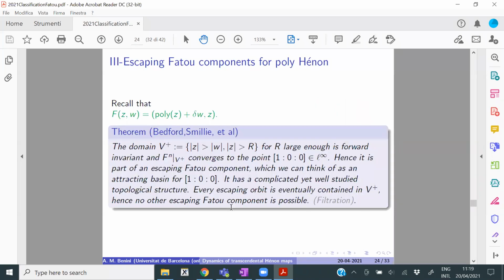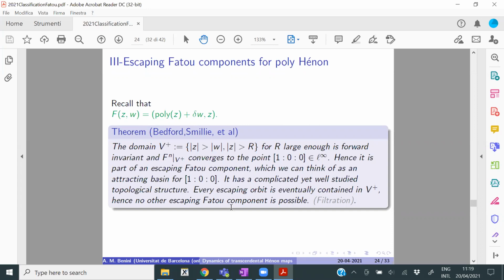Now, escaping Fatou components for polynomials. You don't have to read this theorem, okay? It's there for completeness, but basically, when you have polynomial Henon maps, you have one Fatou component, which is morally the attracting basin of a point on this famous line at infinity, and you understand its structure. Complicated, it's called a solenoid. I don't understand it, but people understand it. So for polynomial Henon maps, there are no escaping Fatou components except for morally an attracting basin of infinity, exactly like for polynomials.